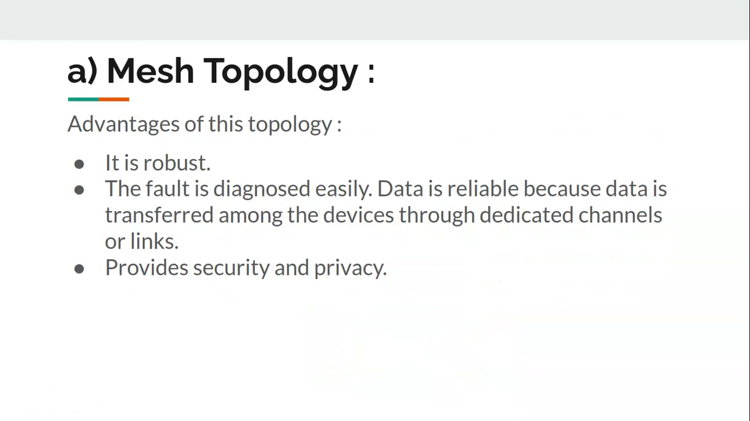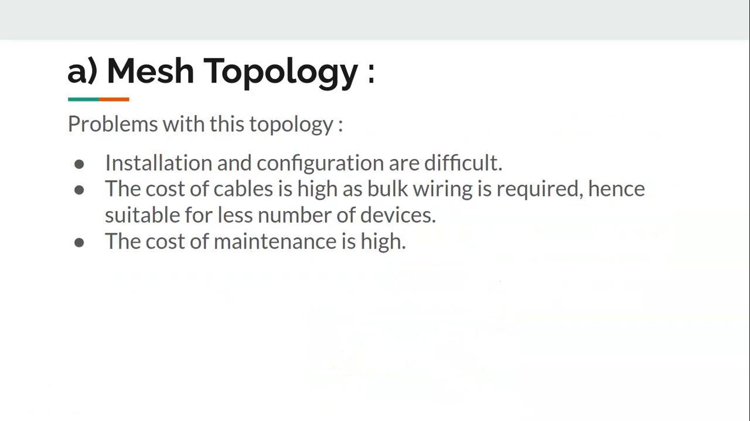All right. So the advantages of this topology, we say it is robust, and the fault is diagnosed easily. Data is reliable because data is transferred among the devices through dedicated channels, provides security and privacy. Problems with this topology, or the disadvantages, we say installation and configuration is difficult. The cost of cables is high as bulk wiring is required.